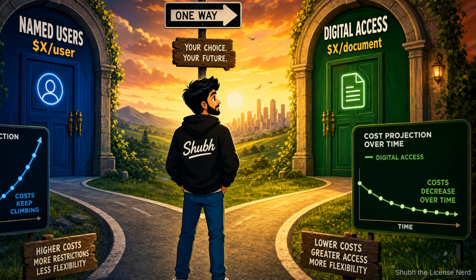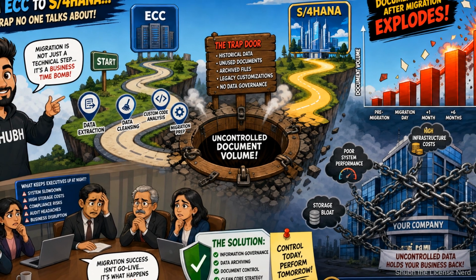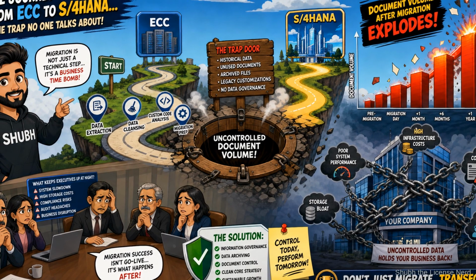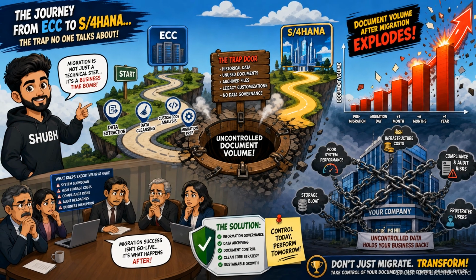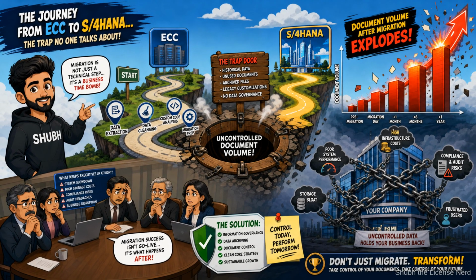The S/4HANA Migration Trap. This is SAP's masterstroke. If you're migrating from ECC to S/4HANA, SAP forces you onto digital access. There is no legacy option for new S/4HANA purchases. And here's the devastating part. Your historical ECC document volumes may not predict S/4HANA volumes. S/4HANA processes documents differently. Integrations change. Automation increases document creation. Companies that estimated based on ECC history have found themselves 50 to 200% over their committed volumes within 18 months. Locked in, paying overages at list price. No escape.